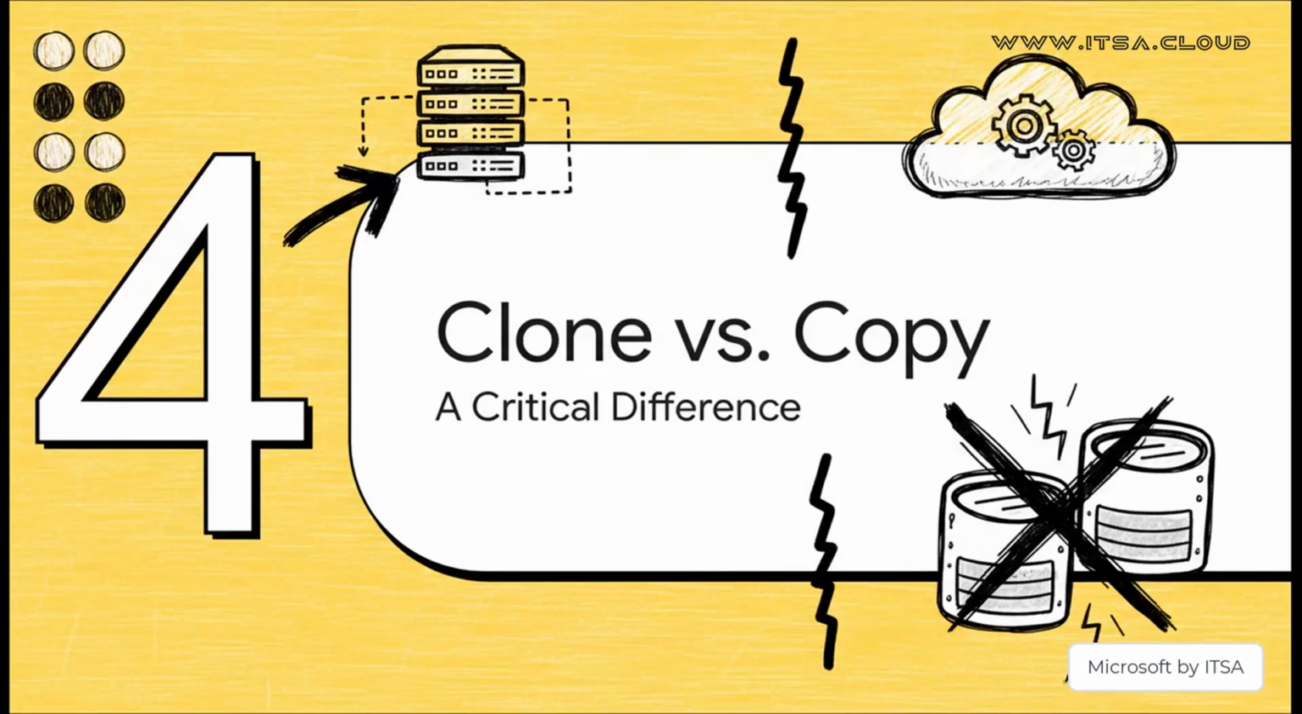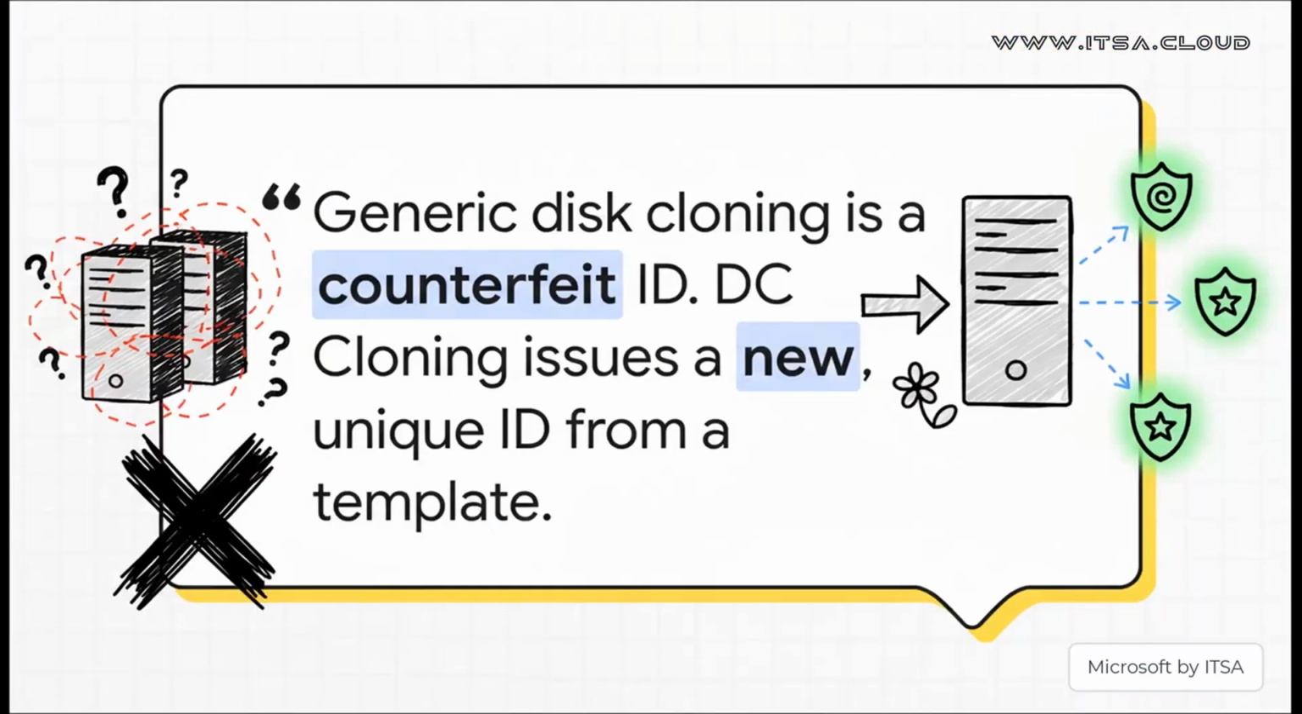Okay, this brings us to a super important point. We need to understand the night and day difference between this new, supported DC cloning and the old, dangerous way of just copying a virtual disk. I think this analogy just hits the nail on the head. A generic disk copy, that's like making a perfect counterfeit ID. It's an exact, dangerous duplicate that will cause absolute chaos on your network. But official DC cloning, that's like an official process. It uses the original as a template to issue a brand new, legitimate, and totally unique identity.